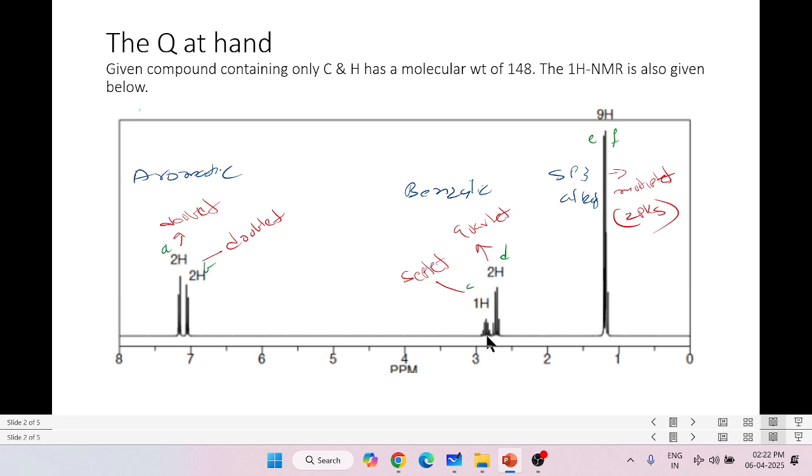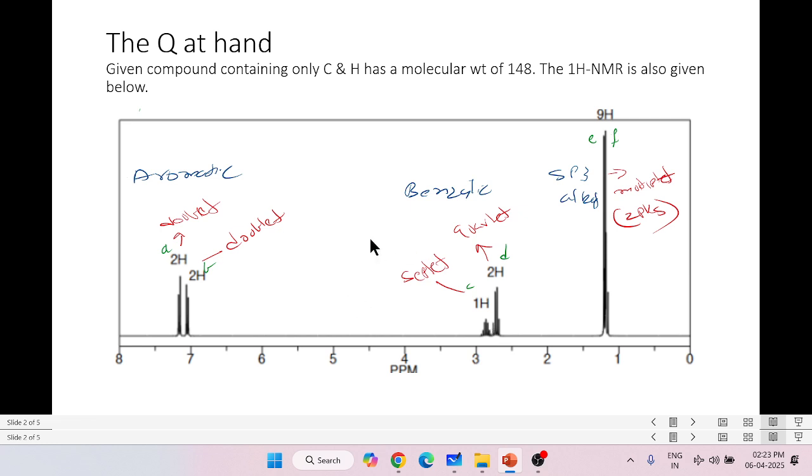We come to between 2.5 and 3 ppm. We see 2 peaks, signals C and D. C is a 1H septet, and D is a 2H quartet. What does the chemical shift tell us? It tells us that these are benzylic protons. What are benzylic protons? Benzylic protons are those attached to a benzylic carbon, a carbon that is attached to an aromatic ring. So these are benzylic protons.